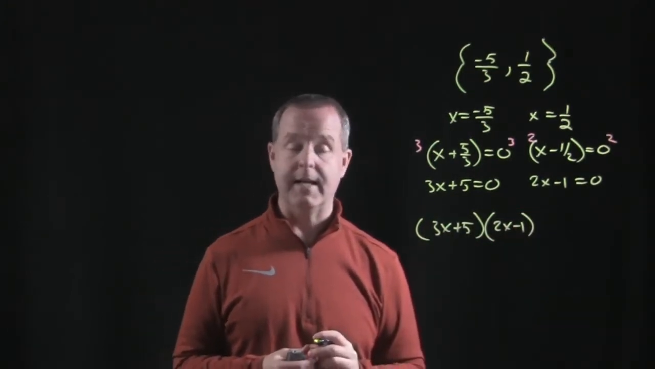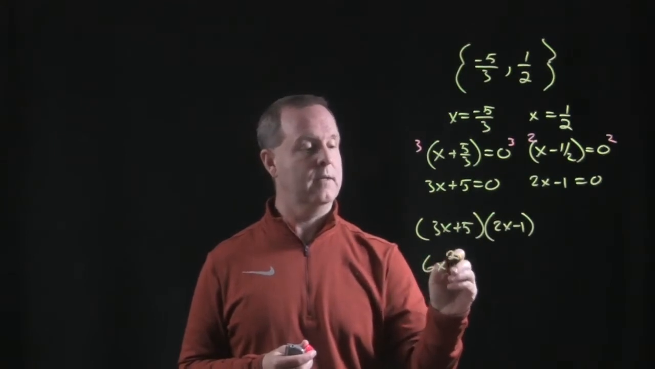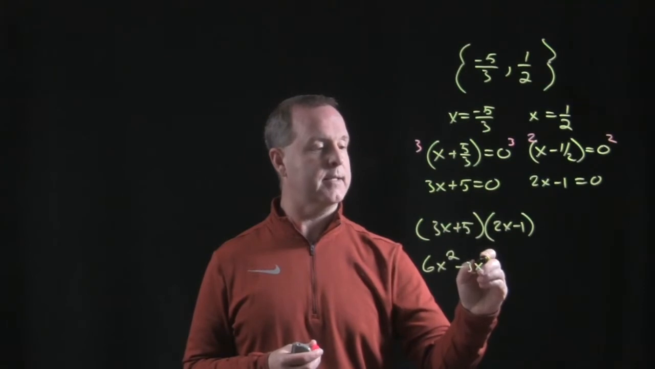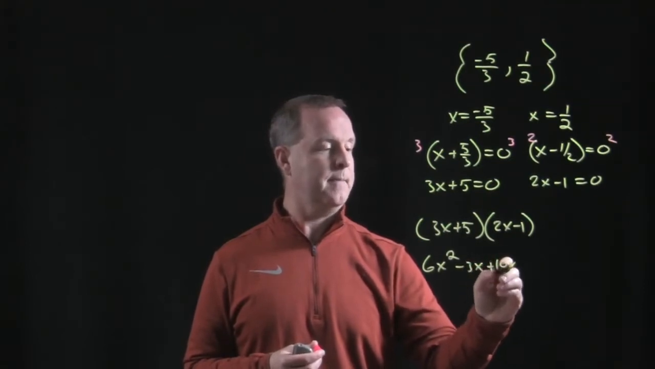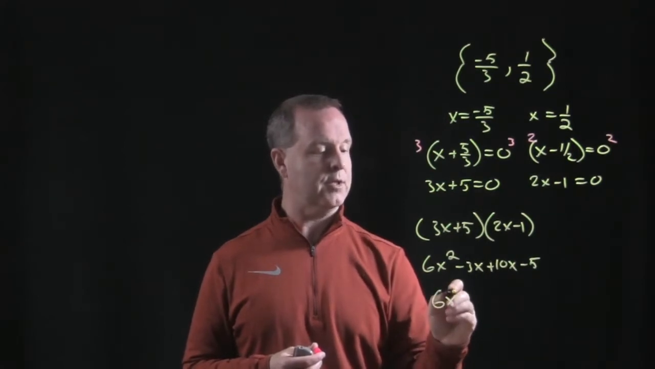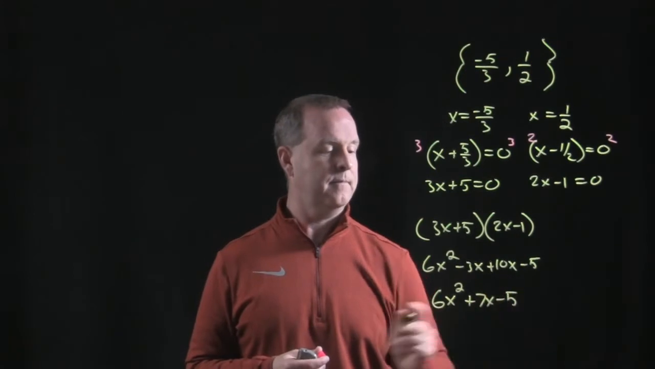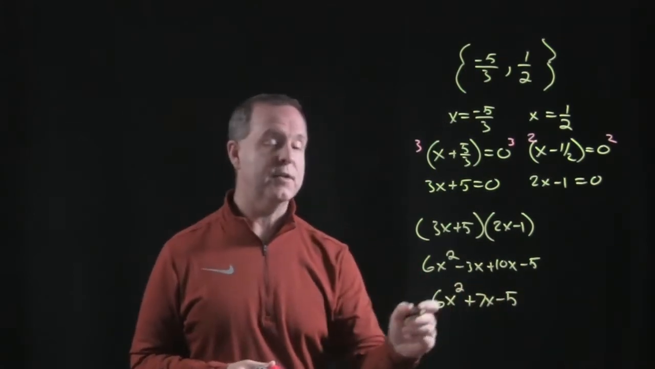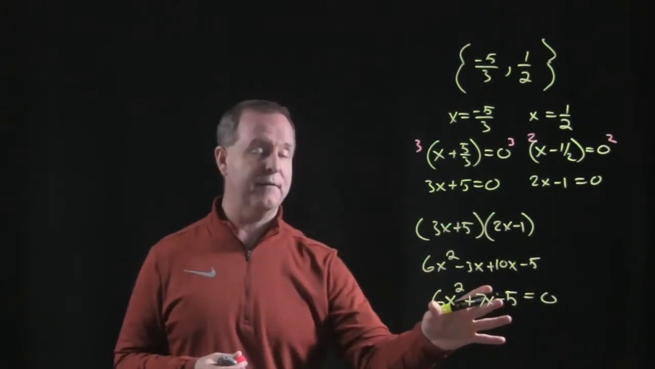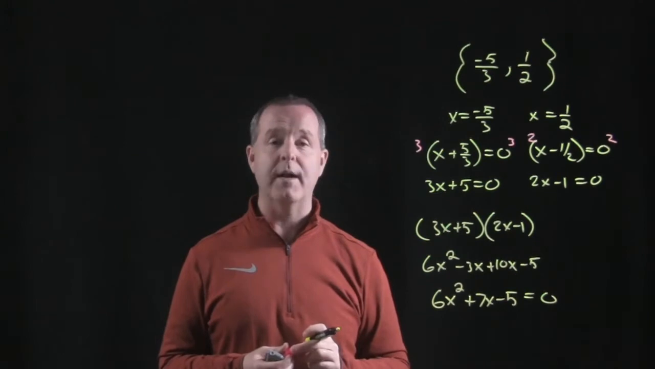Let's FOIL those together. First times first produces a 6x squared. Outer terms is a minus 3x. Inner terms is a plus 10x. Last terms is a negative 5. And then group the like terms. So there you have it. There's a quadratic expression, set equal to 0, the quadratic function whose solutions were negative 5/3 and 1/2.